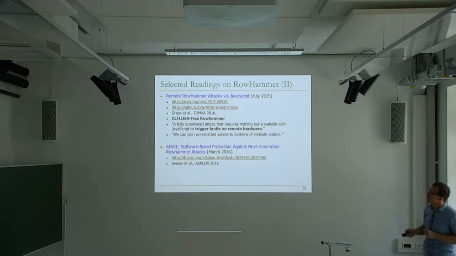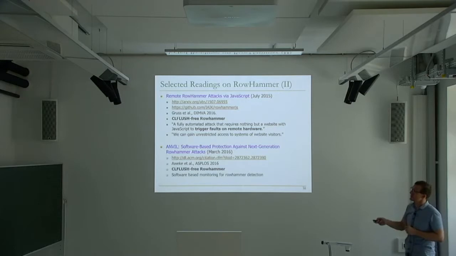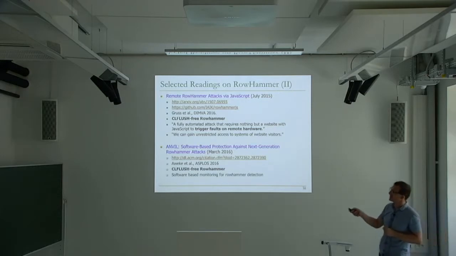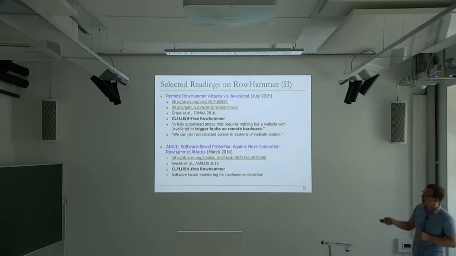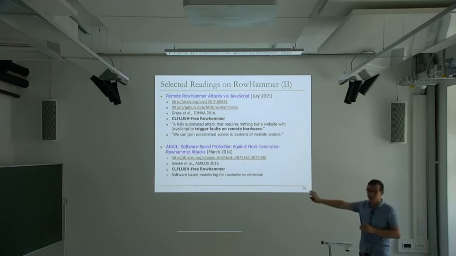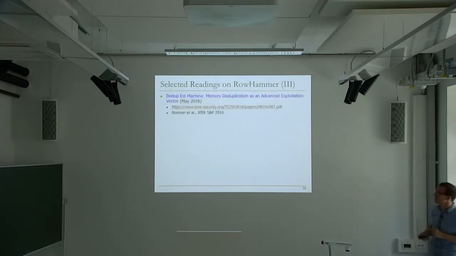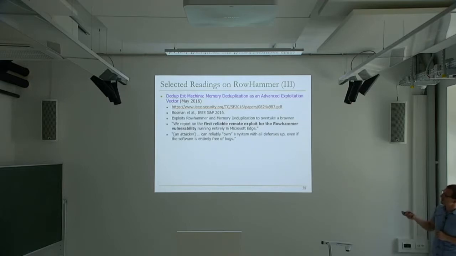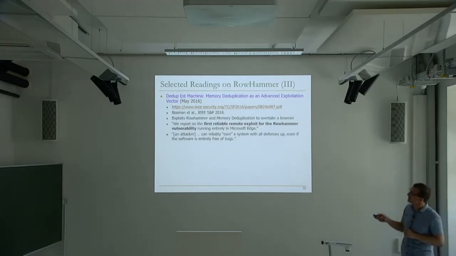And these folks tried to provide some software-based protection mechanisms, but they also showed that you could do RowHammer without CLFLUSH. And they also proposed software-based monitoring for RowHammer detection. We're going to talk about solutions, but software-based solutions are one solution. I don't believe these are easy to implement in real life. Okay, then other people showed other stuff, like these folks actually showed that you could use RowHammer and memory deduplication to overtake a browser.